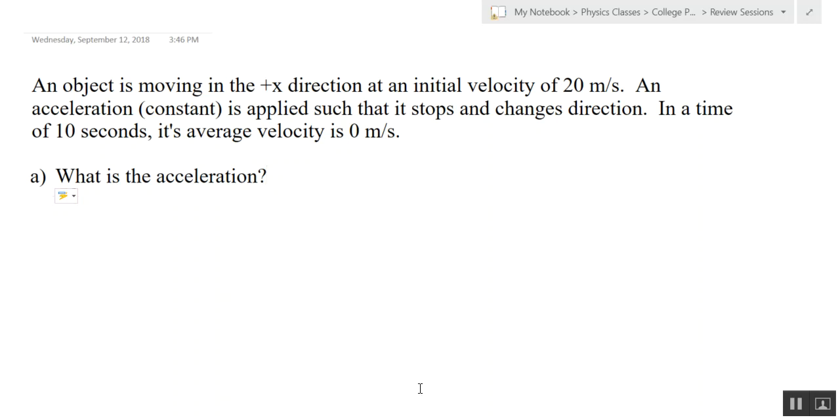Does anyone have an answer? Yeah. Negative what? 40? You're close. Yeah, it's -4.